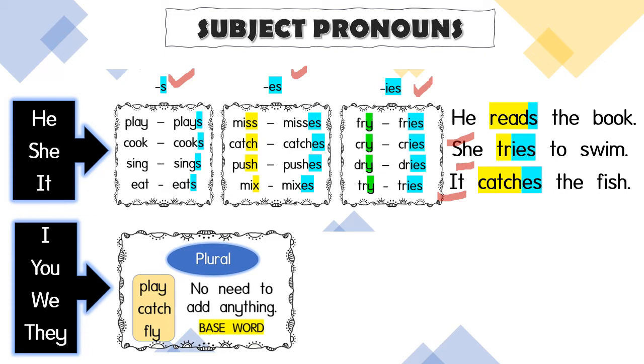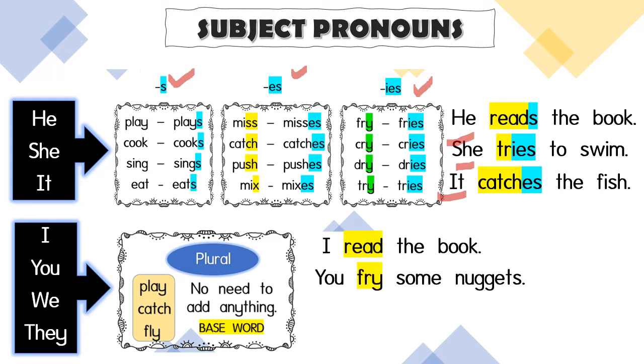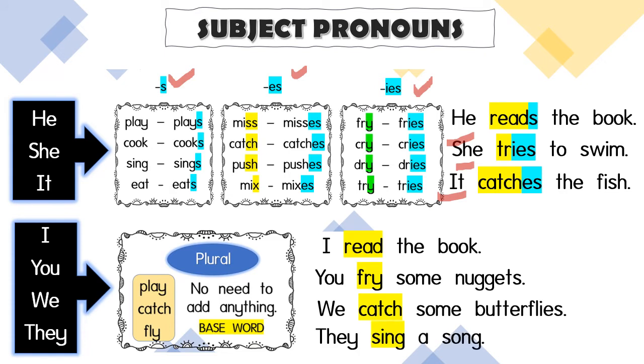Okay, now look at this one. I read the book. You fry some nuggets. We catch some butterflies. They sing a song. Look at the verb. We use its base word without adding anything after the verb. So you have to memorize this, okay?